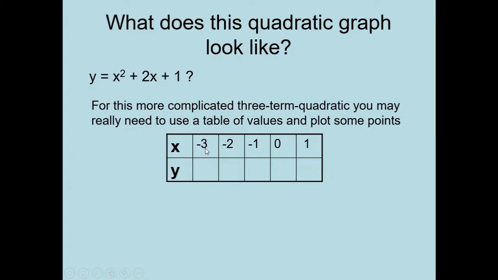So when x is equal to -3, we're going to need to substitute that in here. -3 squared, which is 9, plus 2 times -3 is -6, plus 1. So 9 minus 6 plus 1. That's 4. And again, I'm just substituting this value into the equation for x. So -2 squared, which is 4, plus 2 times -2, which is -4, plus 1. So that's going to be 1. So here are the values I find by substituting them in.